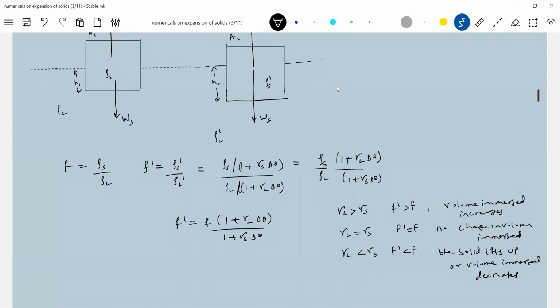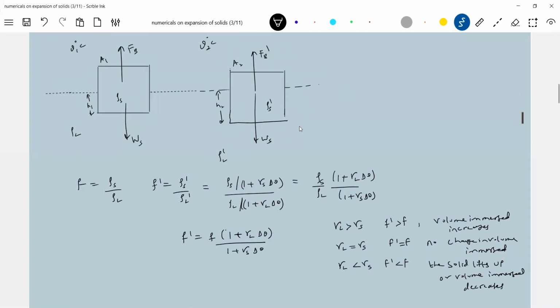Okay, these are some basic definitions that we are bringing in. Suppose you know the fraction of volume immersed, can you bring the gamma or any other quantities? Can we correlate? There's one definition like this.